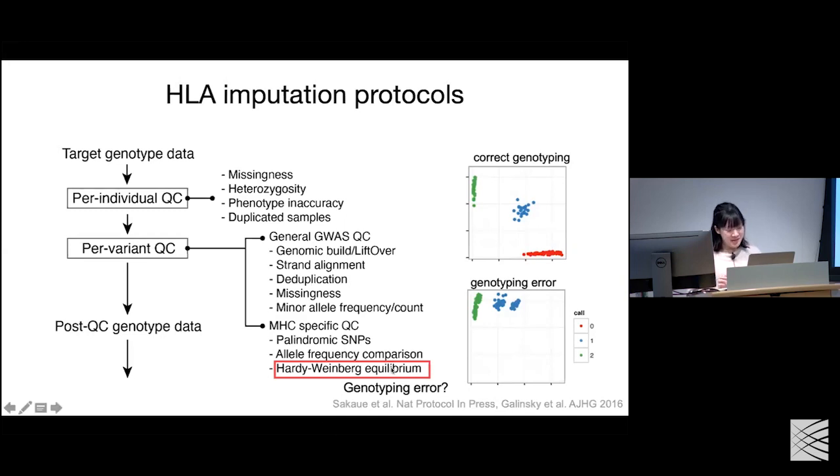However, because MHC is under strong natural selection, it is to some extent expected that MHC variants deviate from Hardy-Weinberg equilibrium. So we may consider a more lenient threshold for doing HWE-based QC than we do in the standard GWAS. So these are specific considerations when QCing the MHC region, so that we don't lose any important markers from your target genotype data.